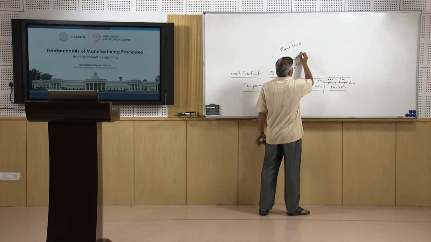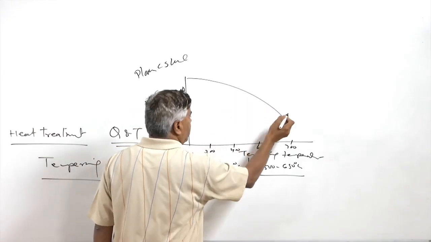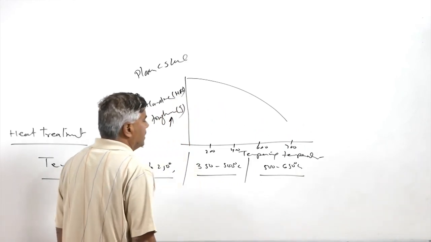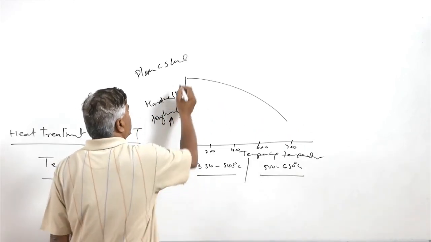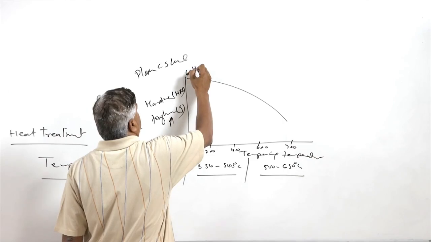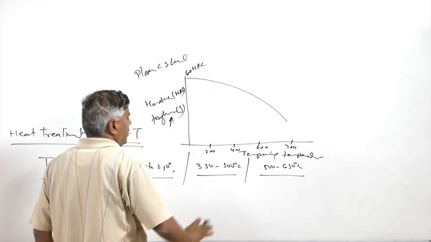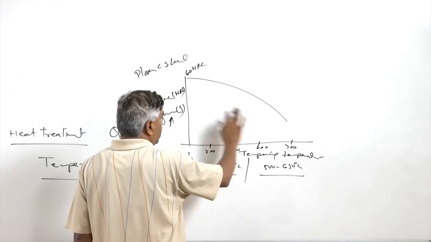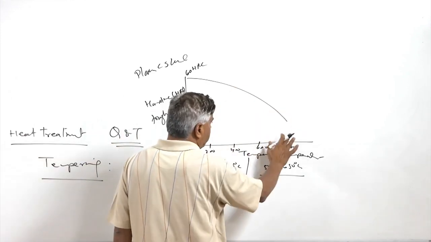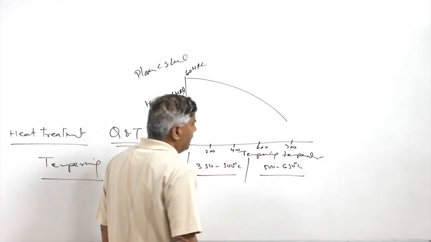What is normally observed is that there is a continuous drop in the hardness of the steel during the tempering. Say 60 or 65 HRC hardness is realized after the quenching, then during the tempering there is a continuous drop in the hardness with the increase of the tempering temperature.